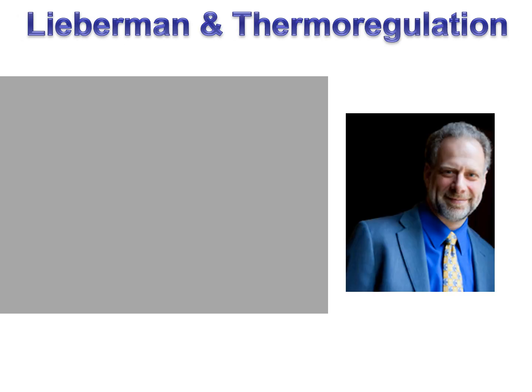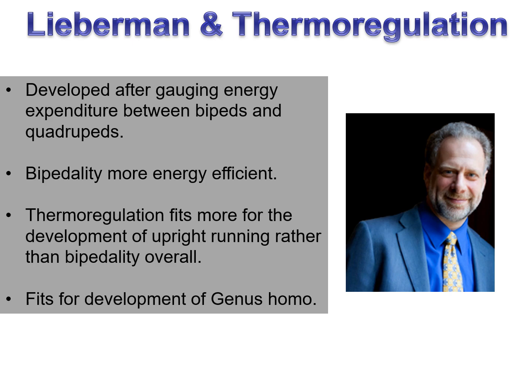So Lieberman's theory he developed after gauging energy expenditure between bipeds and quadrupeds. His research concluded that bipedality is more energy efficient than quadrupedalism. So thermoregulation fits more for the development of upright running rather than for the development of bipedalism overall. So it really fits for the development of the genus Homo, not for the development of bipedality, right? Because really it's the genus Homo where we start to see our first overall marathon runners.